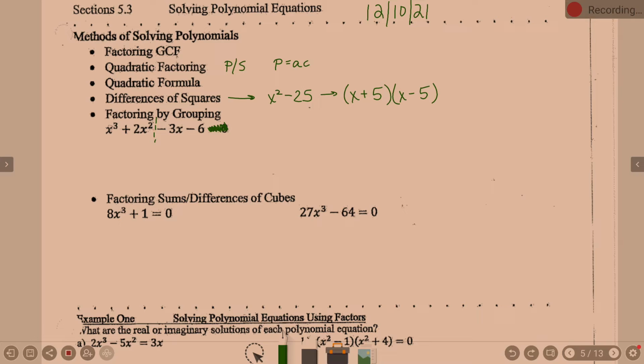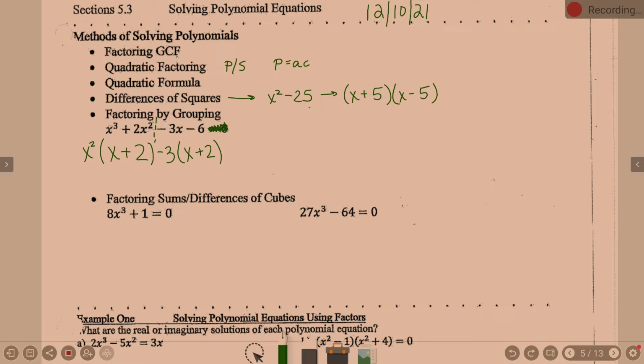So now you're looking at the first 2. Forget the back half. What do x cubed and 2x squared have in common? x to the second. So we factor out x to the second. x to the third divided by x to the second is x, plus 2x squared divided by x to the second is 2. Back half. Now forget the front half. What do negative 3x and negative 6 have in common? Both 3, specifically negative. Negative 3x divided by negative 3 is x. Negative 6 divided by negative 3 is plus 2.